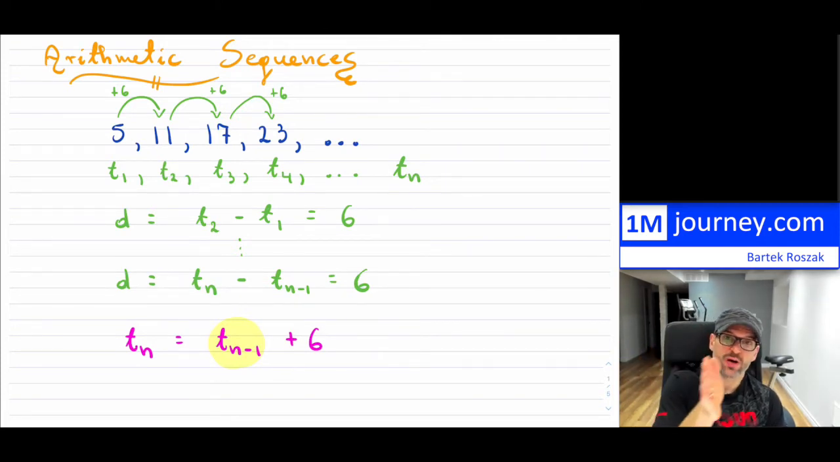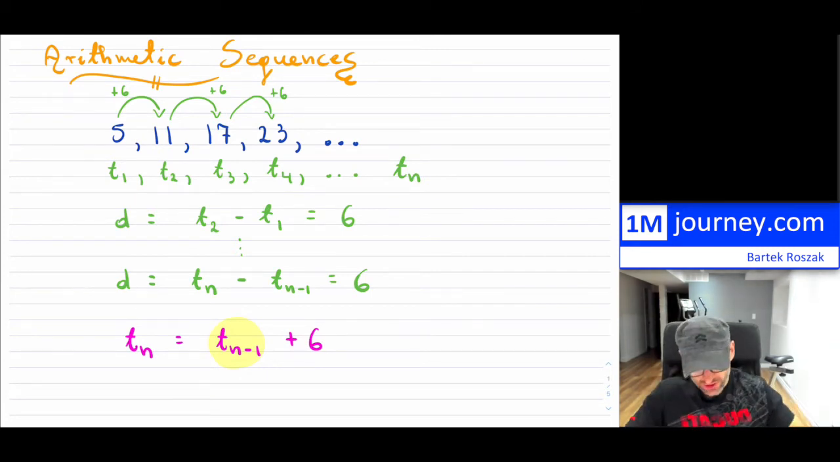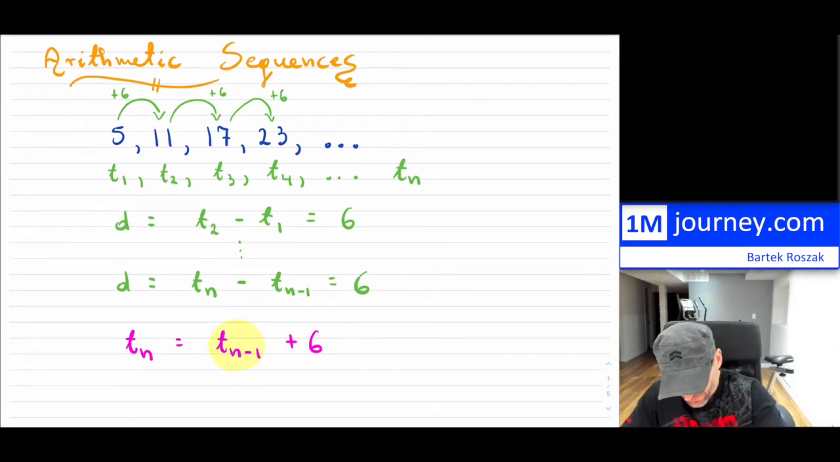Now, that works well as long as you know the previous term, right? So this recursive formula is useful, but recursive, okay?